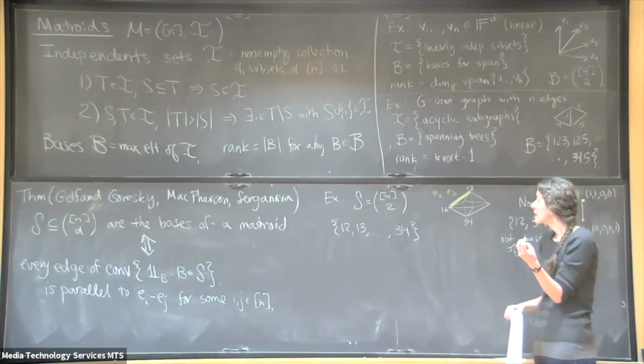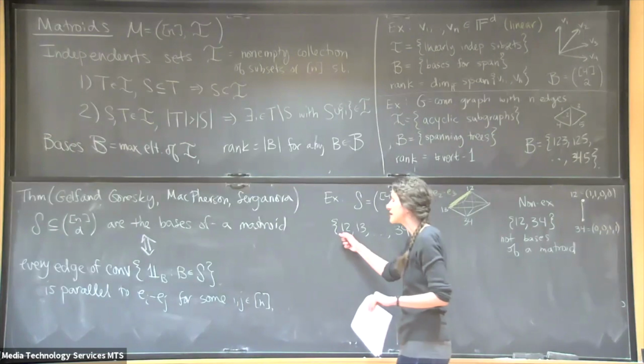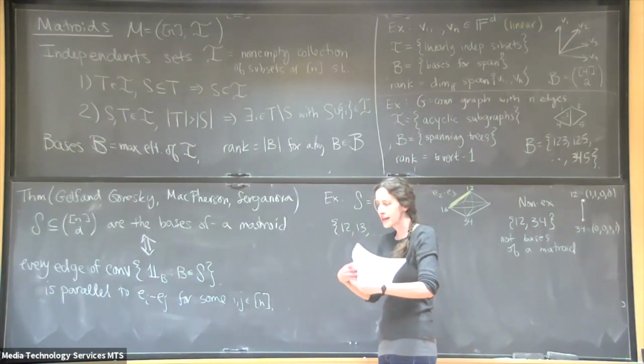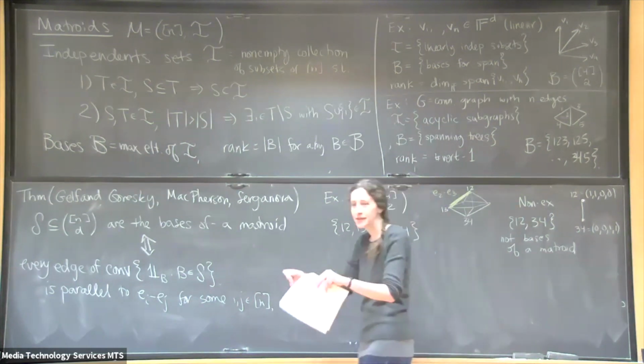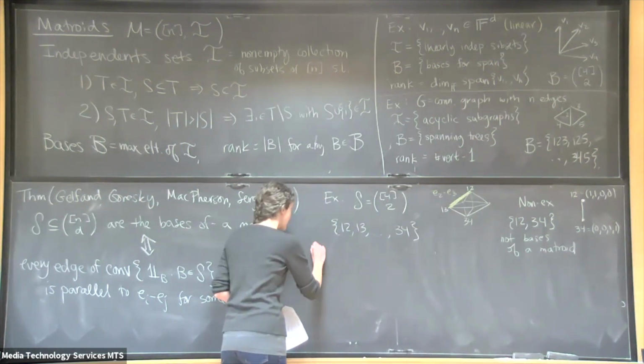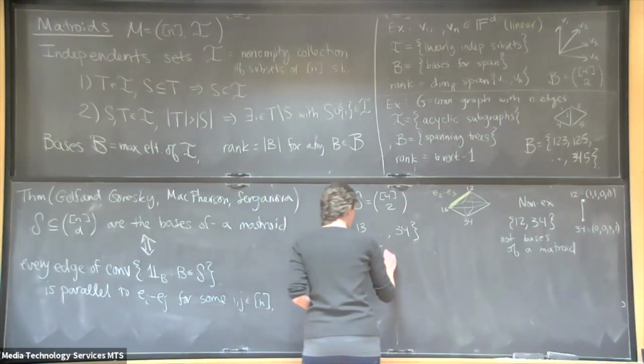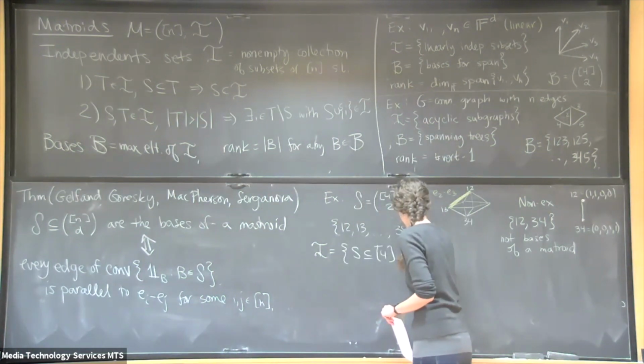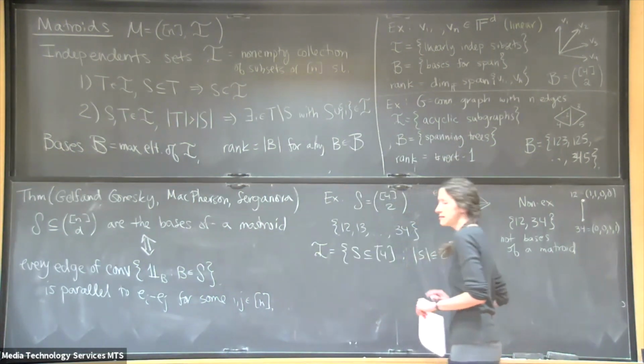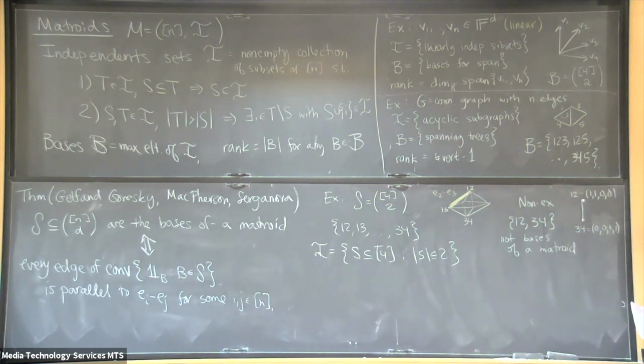And the independent sets: if I want to recover them, these are the maximal ones. So I just take all subsets, so it would be a set of subsets of 1 through 4. In general, for the bases, I just take closure under containment, and I get them.